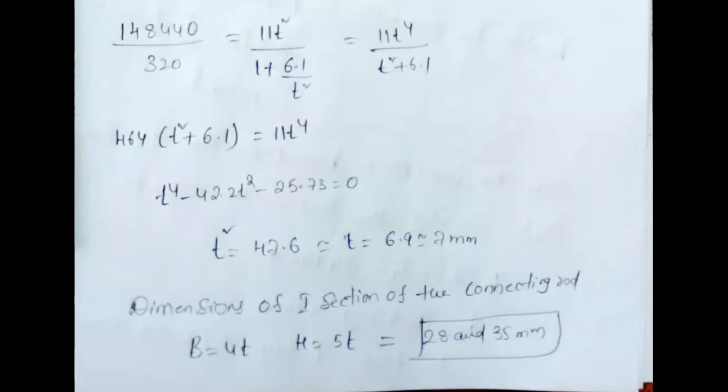Then you can simply substitute the dimensions of the I section of the connecting rod. I already considered the standard proportions b equal to 4t and h equal to 5t. So wherever you have the t notation, simply substitute the t value and get the answer. This is the easiest part. Once you know the value of t, it is easy to substitute. This is very interesting and very easy.